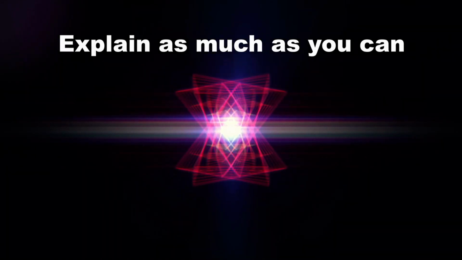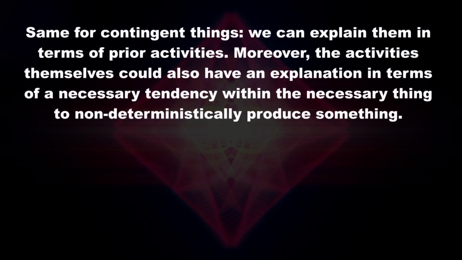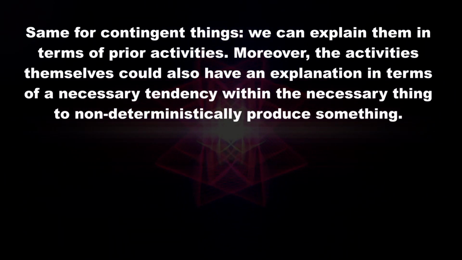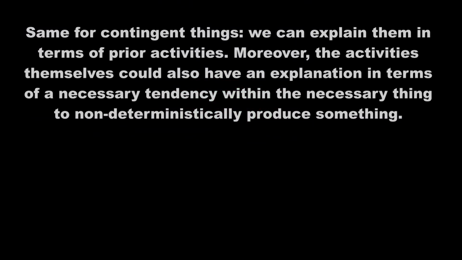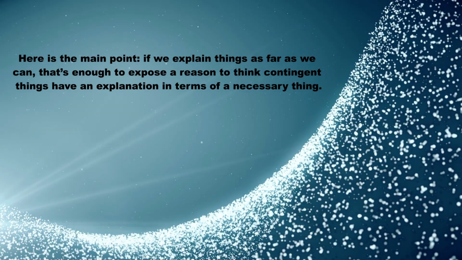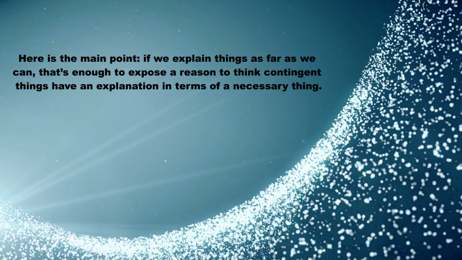We can explain dogs and turtles, for example, in terms of prior activities, thus we can expect an explanation of dogs and turtles. Same for contingent things. We can explain them in terms of prior activities. Moreover, the activities themselves could also have an explanation in terms of a necessary tendency within the necessary thing to non-deterministically produce something. Here's the main point. If we explain things as far as we can, that's enough to expose a reason to think contingent things have an explanation in terms of a necessary thing.